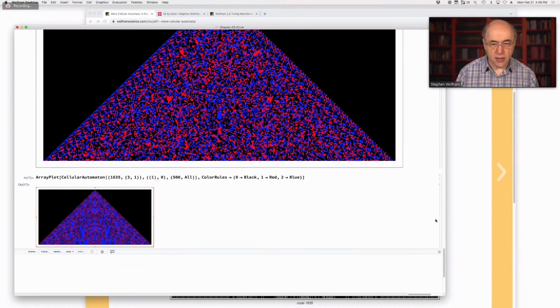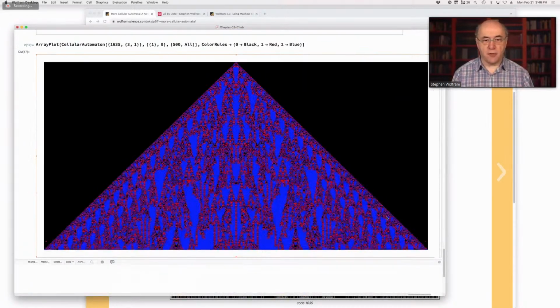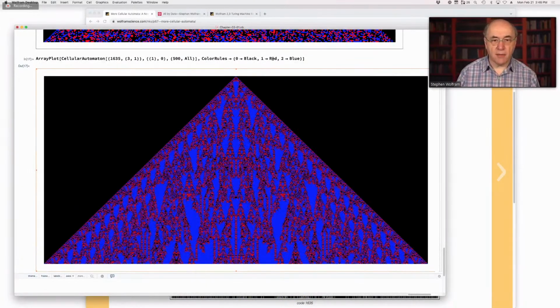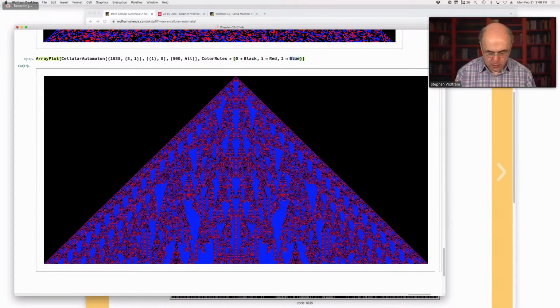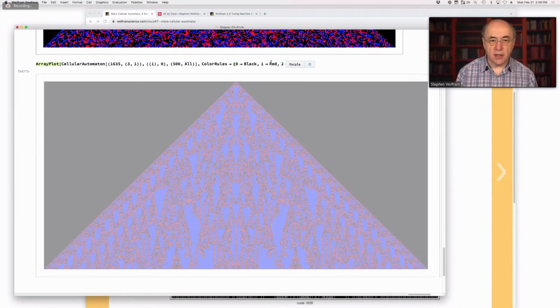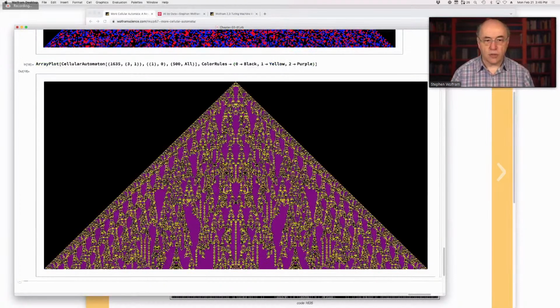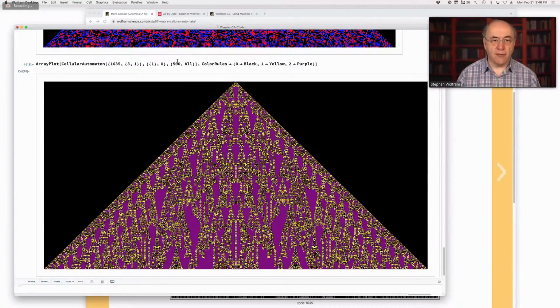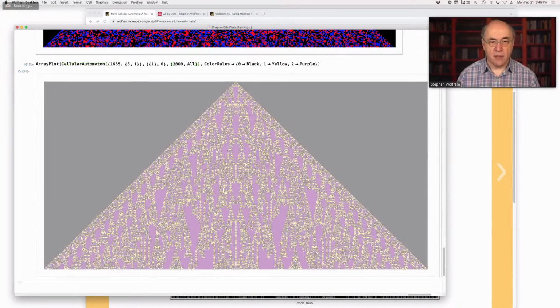Okay, there it is. That's not for very many steps. You know what? I'm going to change this color map. I'm going to change the blue to purple and the red to yellow. Let's see what that looks like. More striking. Okay, so that was 500 steps. It still hasn't figured out what it's going to do. So let's go 2,000 steps and see what happens then.